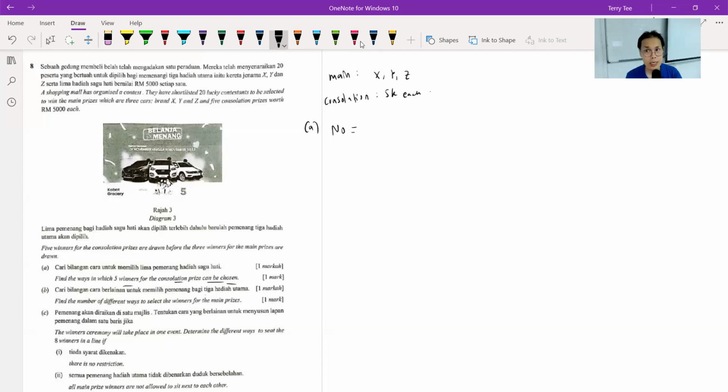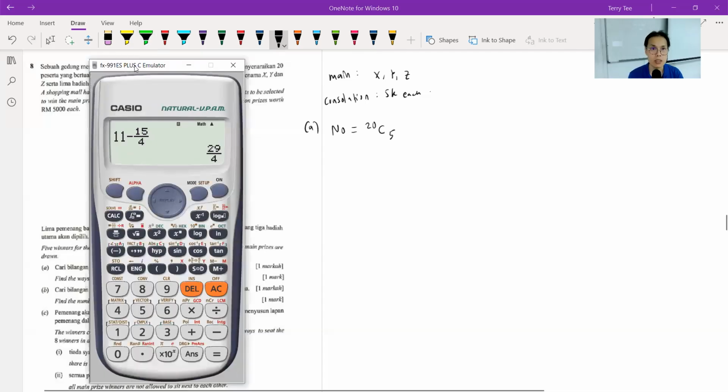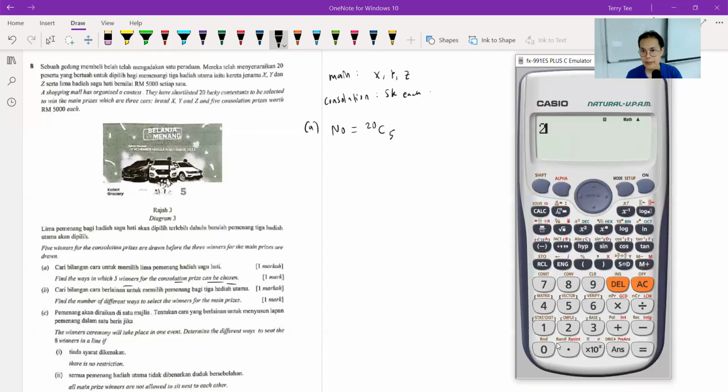In this case, we are not using permutation. Instead, we're using combination. 20 choose 5, right? So we can use a calculator. Okay, let me show you here. Type 20, shift divide, that will be C, 5, you will get 15504.